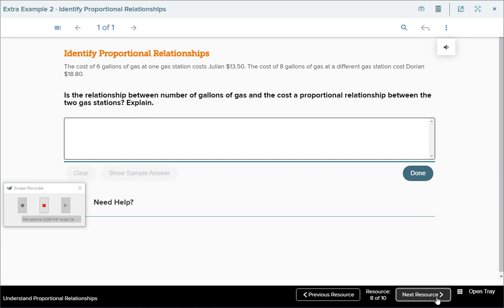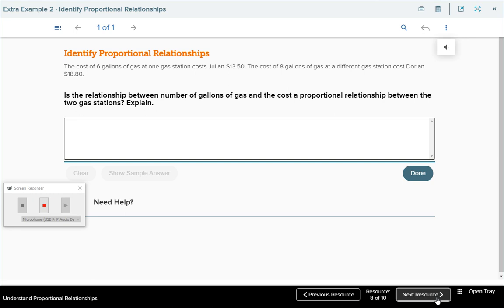Let's try this. Can you set it up? Okay, somebody help me set it up. What do I know about this proportional relationship? How do I know to see if it's a proportional relationship? 6 gallons cost how much? $13.50. And 8 gallons cost how much? $18.50. All right. Well, what can I do here? Find my cross products. Okay.